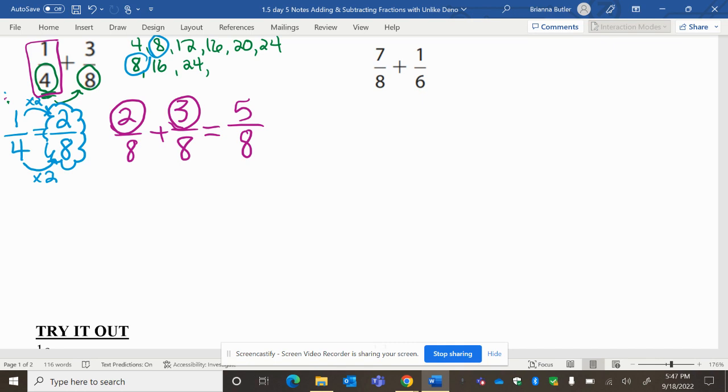And then, like I said in the directions, we're going to simplify if we can. Here, I cannot simplify. 5 and 8 do not have any factors in common, so 5/8 is going to be my answer.